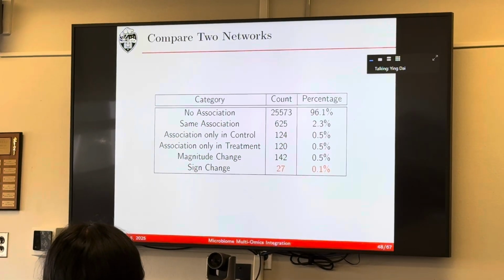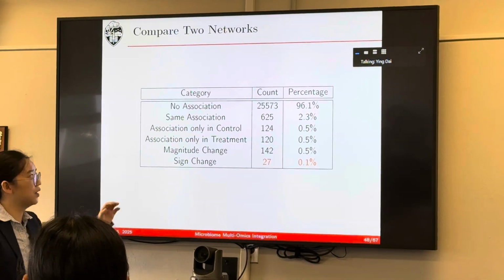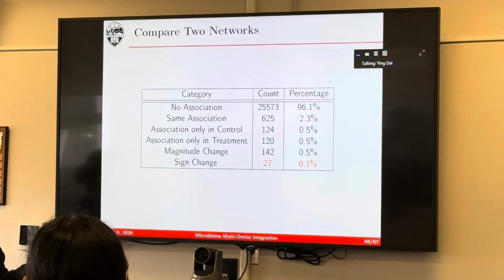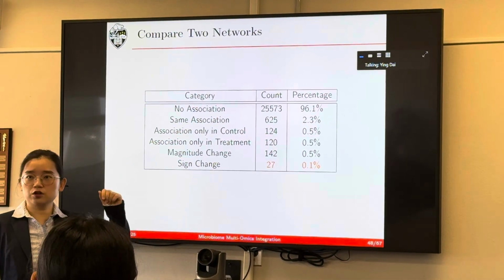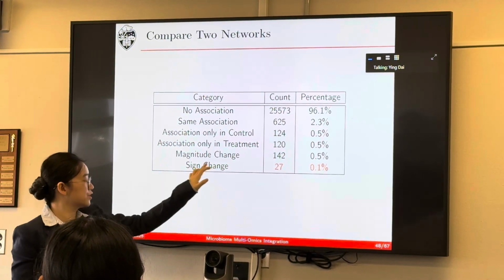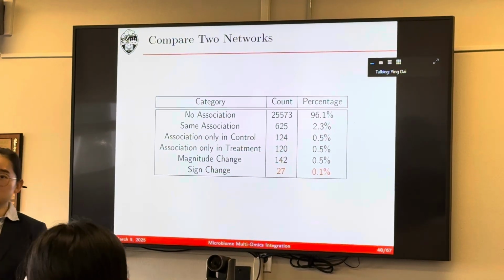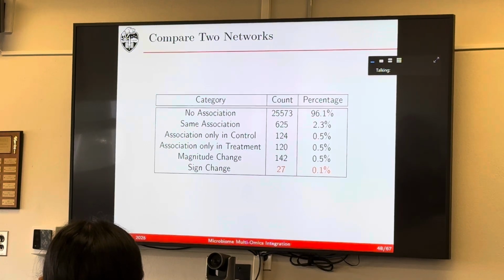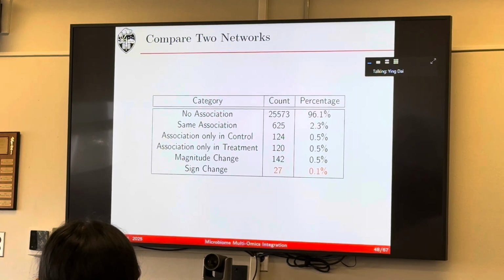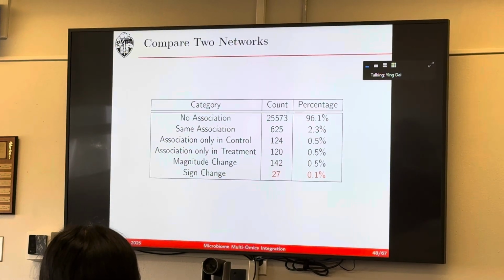And here are some results that we had. First of all, we want to compare 2 networks. As we can see, most of the associations are zeros in both groups, which makes sense in reality. Then there is a very interesting part at the bottom, which is the sign change, meaning that the association is positive in one group and negative in another. There are only 27 of them in total, which is only 0.1% of the entries. And there are still interesting things, as some associations only appear in one group.